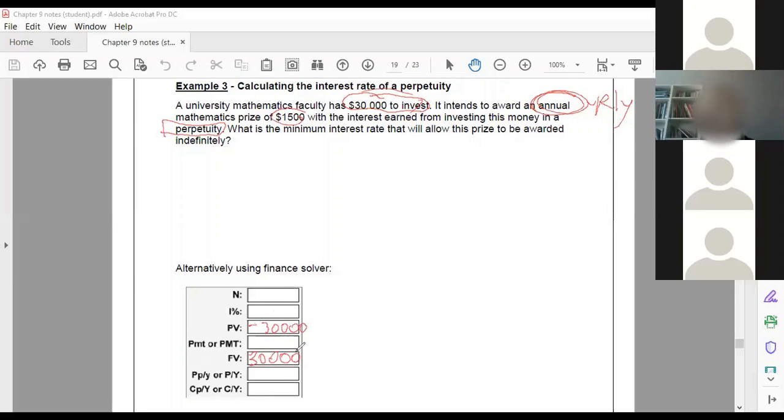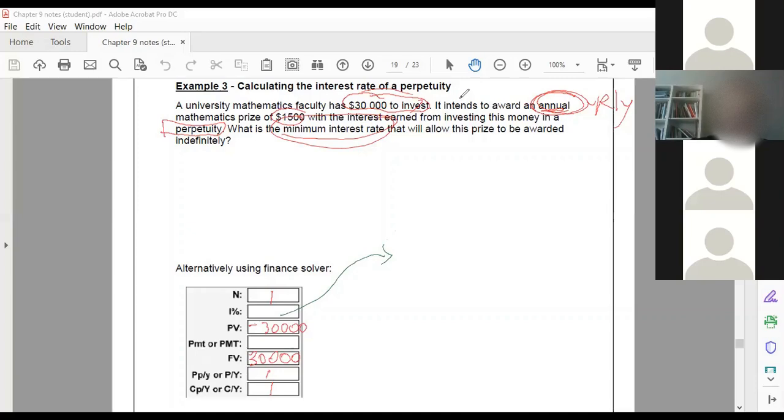Okay, we are talking about annually. It says it's going to be awarded annually, so once a year is when we're doing this. So I'm putting 1 here. It's not compounding monthly or anything like that. And the N will also be 1 because it's happening once only, just the year. The interest rate, that's what we need to find. Minimum interest rate, we're going to be working that out.